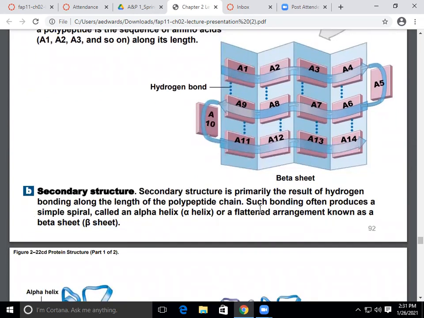And again, we're not going to have you draw this. We're not going to have you make this. It's basically going to ask you, you see a beta pleated sheet, which level of structure is this? And you're going to say secondary. Okay, that's the kind of stuff you want to be able to do.